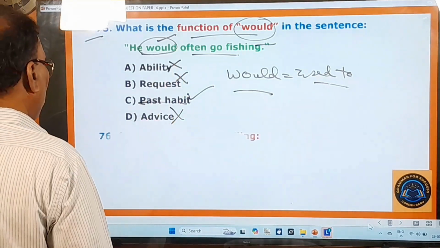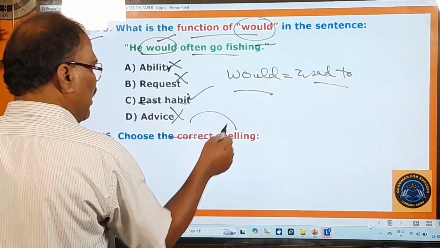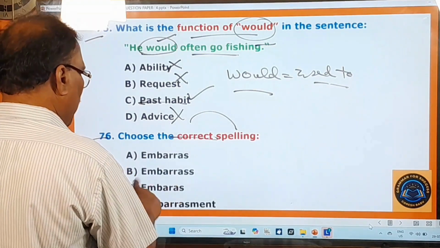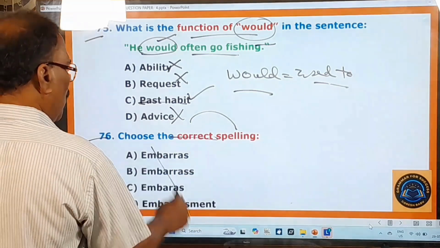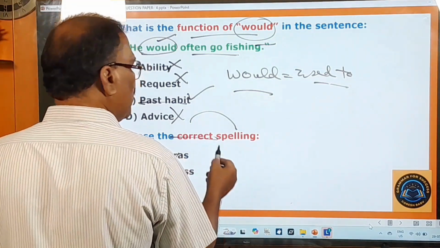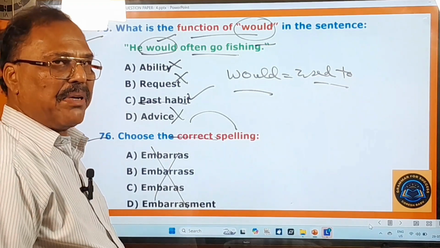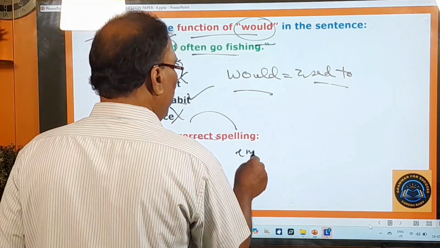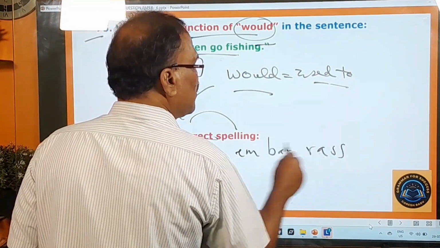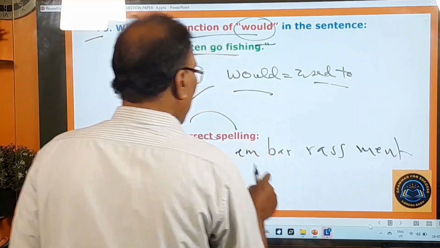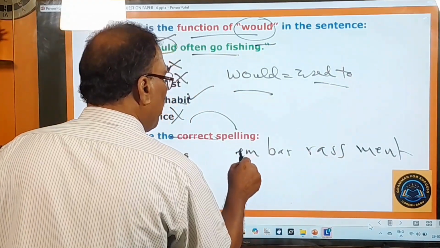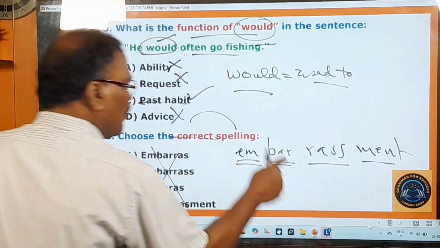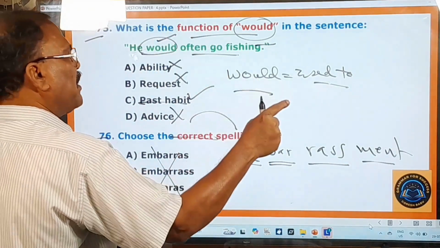Right, and you go to the next question, 76th question. Choose the correct spelling. Again, he is asking you to choose the correct spelling of the word embarrass, embarrassment. Now don't look at these things and say M. Actually, in the Indian pronunciation you say M, but in the British pronunciation they say im, embarrass. Embarrassment. Im bar ras ras is rasment. So this is the spelling of the word embarrassment.